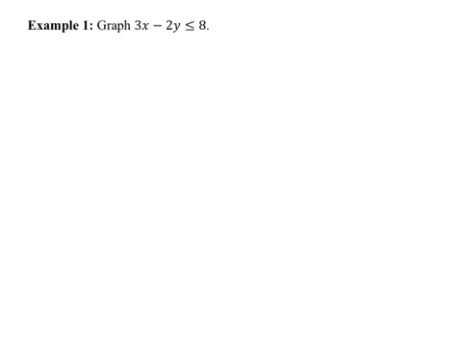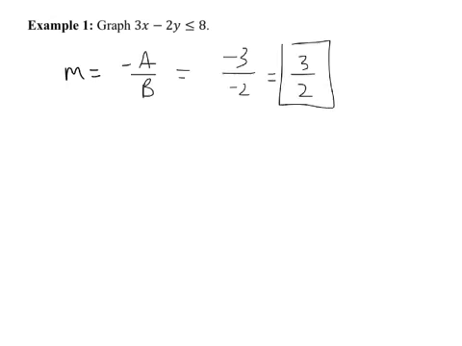Okay, let's start with our first example here. We're going to graph 3x minus 2y is less than or equal to 8. Now, again, you could graph this by any means. You could take a look at the intercepts using the intercept method. You could put it into y equals mx plus b form to find the slope and y-intercept. Or since it's in standard form, you can find the slope right away. And the slope here is just going to be m equals negative a over b, which gives us negative 3 over negative 2, or simply 3/2. So there's our slope for this line.